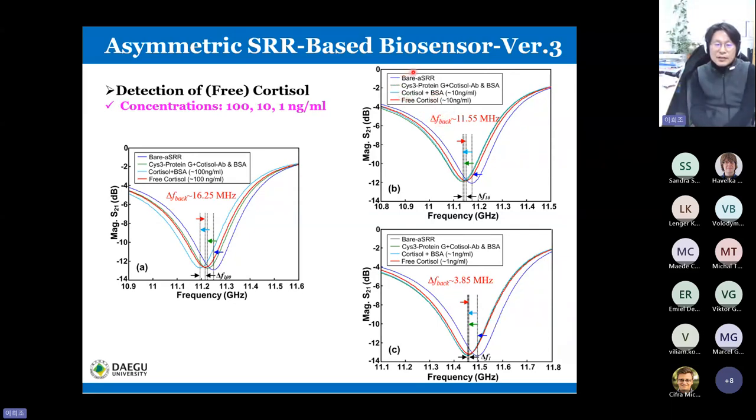was introduced in these binding systems. Free cortisol was introduced in this binding system. The resonance frequencies moved backward to higher frequency regions. So, with the competitive reaction between free cortisol and cortisol with the BSA, the cortisol-BSA is replaced with the free cortisol, right?